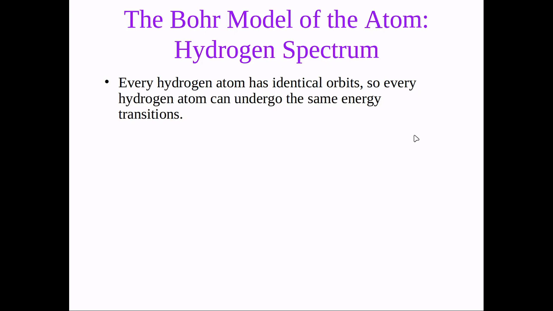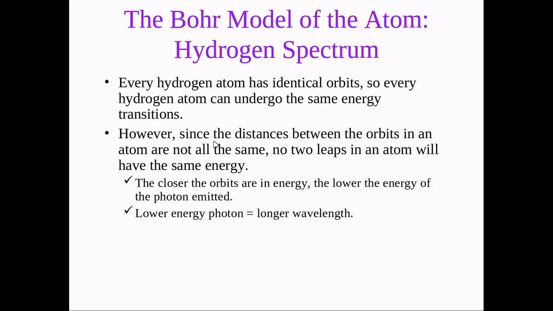Every hydrogen atom has identical orbits. Okay, so different hydrogen atoms aren't going to have different orbits. They're going to have the same ones. So every hydrogen atom can undergo the same energy transitions. But again, because the distances between those orbits in the atom are not all the same, no two leaps in an atom will have the same energy. The closer the orbits are in energy, the lower the energy of the photon emitted. The lower energy photon is going to have a longer wavelength.